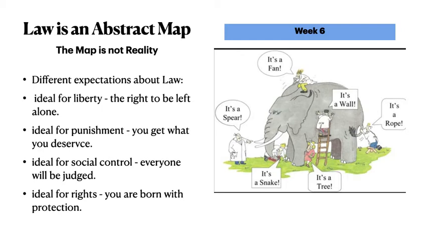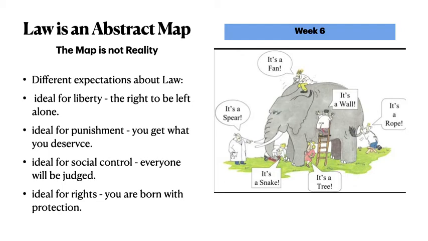The ideal for social control, where everyone will be judged, right? That's a little bit, I think there's some religion in there as well, but there's also this idea that it's automatic, that it's a tool for justice, that it's almost like a superhero, right? And that's how those people believe. And the ideal for rights, right? This is what is called natural law or human rights law. This is that because you were born, right? Because biologically we're all born equal, that there should be equality before the law.